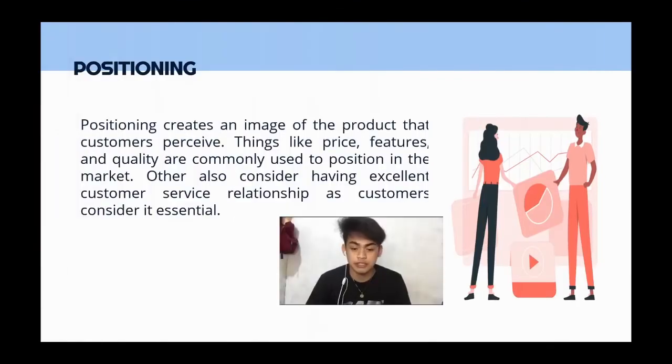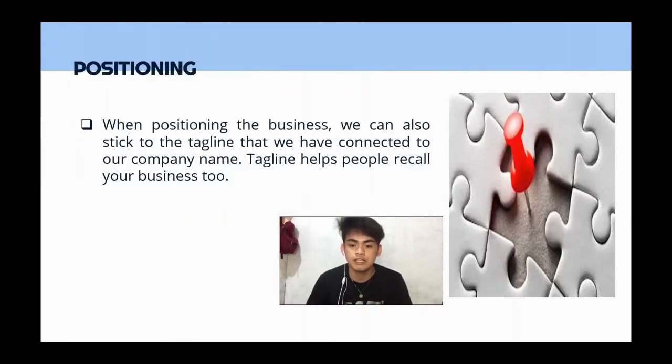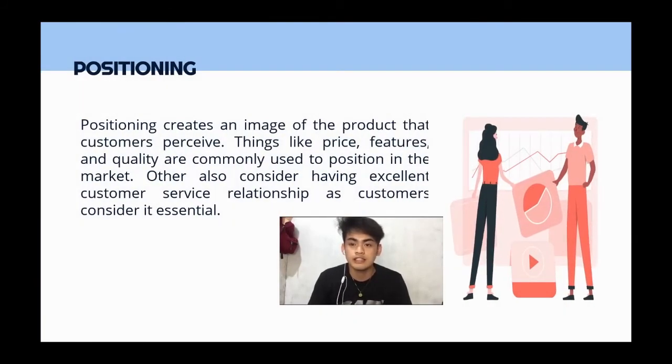Next is positioning. Positioning creates an image of the product that customers perceive. Things like features and quality are commonly used to position in the market. Others also consider having excellent customer service relationships, as customers consider it essential. The main objective of marketing positioning is to establish the image or identity of the product of your brand, or the brand of your product.